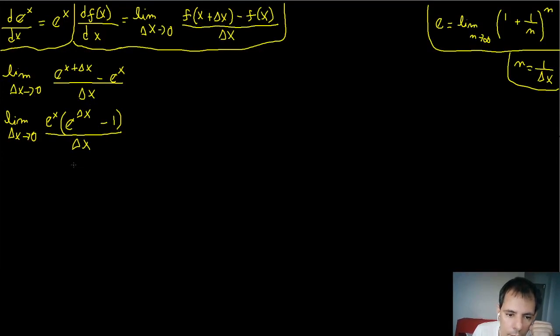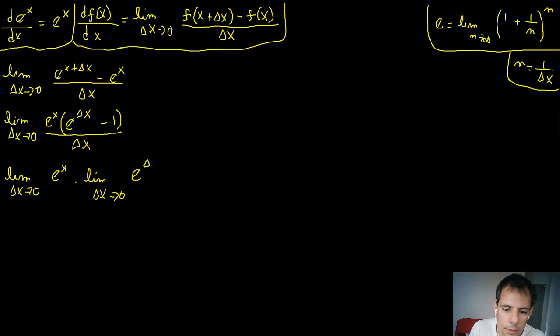Now, what are we going to do? When you have a limit multiplied by another limit, you can split these limits apart, okay? So this whole thing is going to be equal to the limit as delta x goes to 0 of e to the x, times the limit as delta x goes to 0 of (e to the delta x minus 1) divided by delta x. Since we have a fraction in here, I decided to leave this e to the x alone. I split it over here, okay?